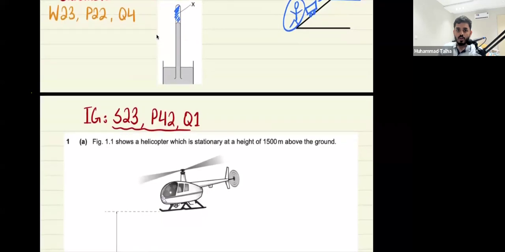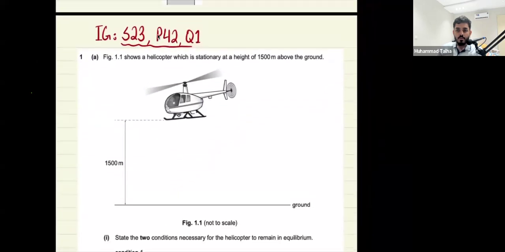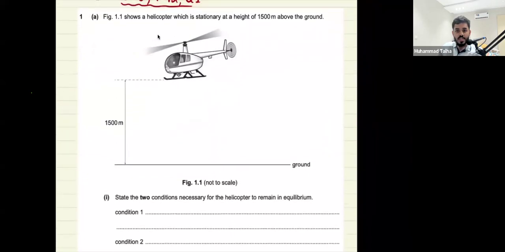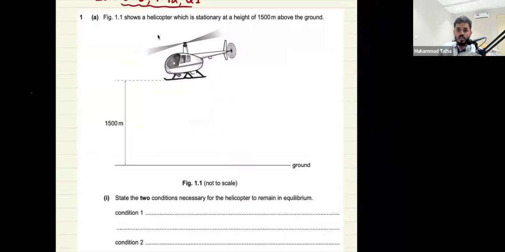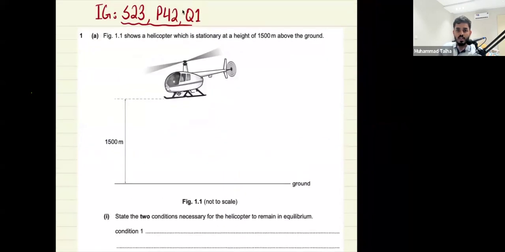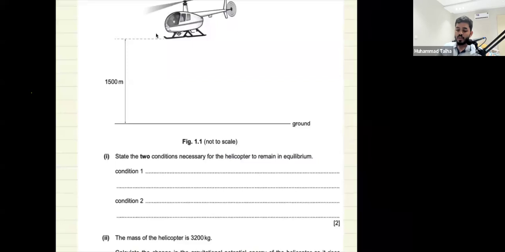All right, okay. So another one, this is a question from an IGCSE paper. I found that some of the IGCSE papers had really good questions related to mechanics. So this is a helicopter which is stationary at a height of 1500 meters above the ground. State two conditions necessary for equilibrium. Again, for equilibrium, you must say these two things, which is resultant moment and resultant force. Both of these are zero.